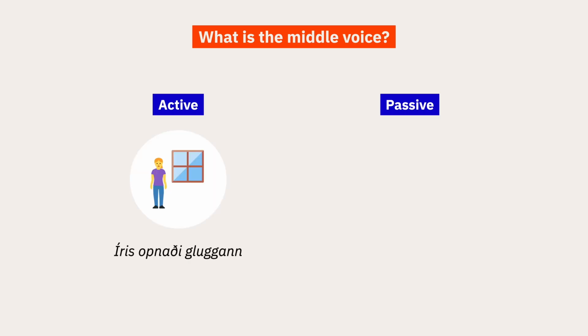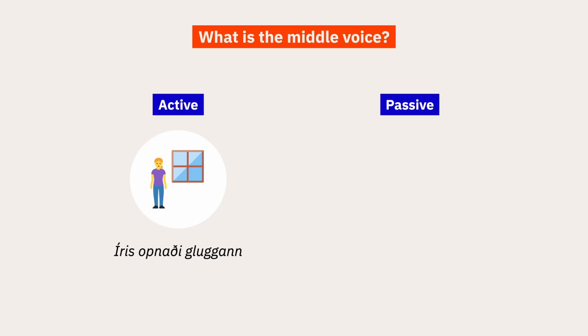First, in the active voice would be a sentence such as Iris opnaði gluggann. In English, Iris opened the window. Here we have a subject, Iris, and a verb, and Iris is the one doing the action, and the object of the verb, the thing affected by the verb, is gluggan. And this is our kind of standard voice that we use most of the time, especially in school. We're taught that the active voice is clearer, easier to understand, and we're encouraged to write using the active voice instead of the passive voice.